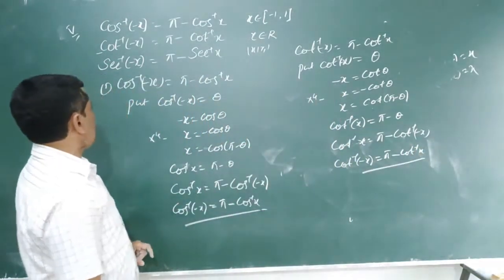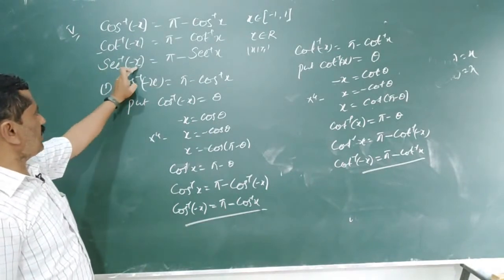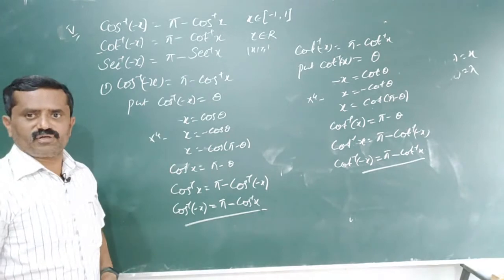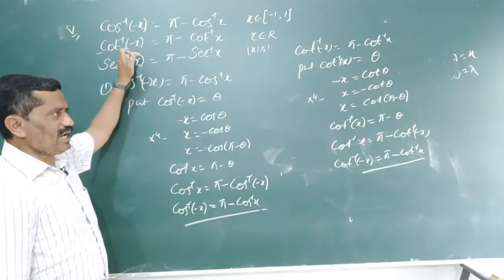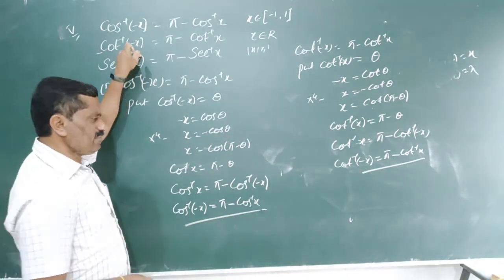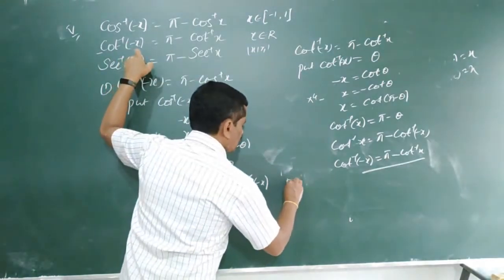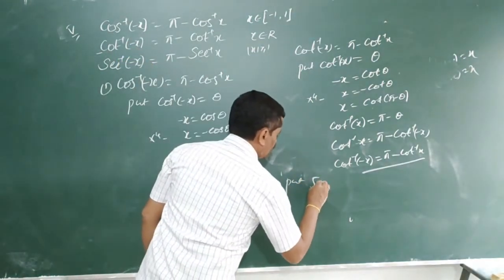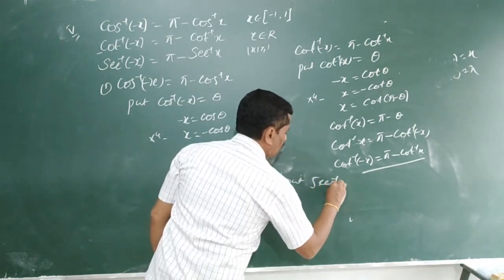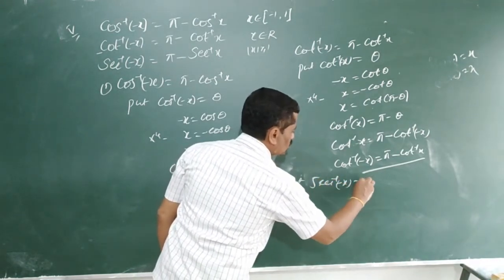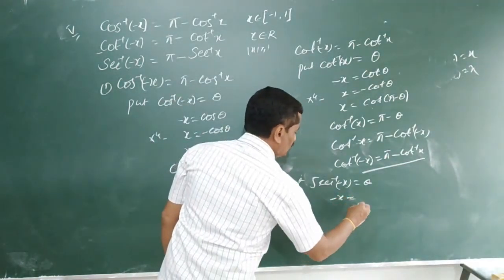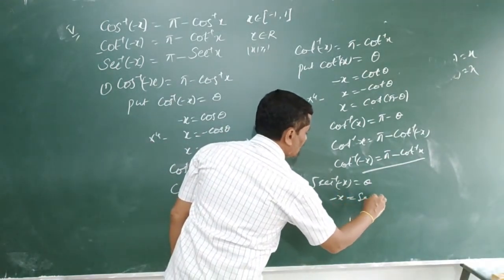Next we have secant inverse of minus x is equal to pi minus secant inverse of x. Students, will you try this? Use the same method. Put secant inverse of minus x equal to theta. Therefore, minus x is equal to secant theta.